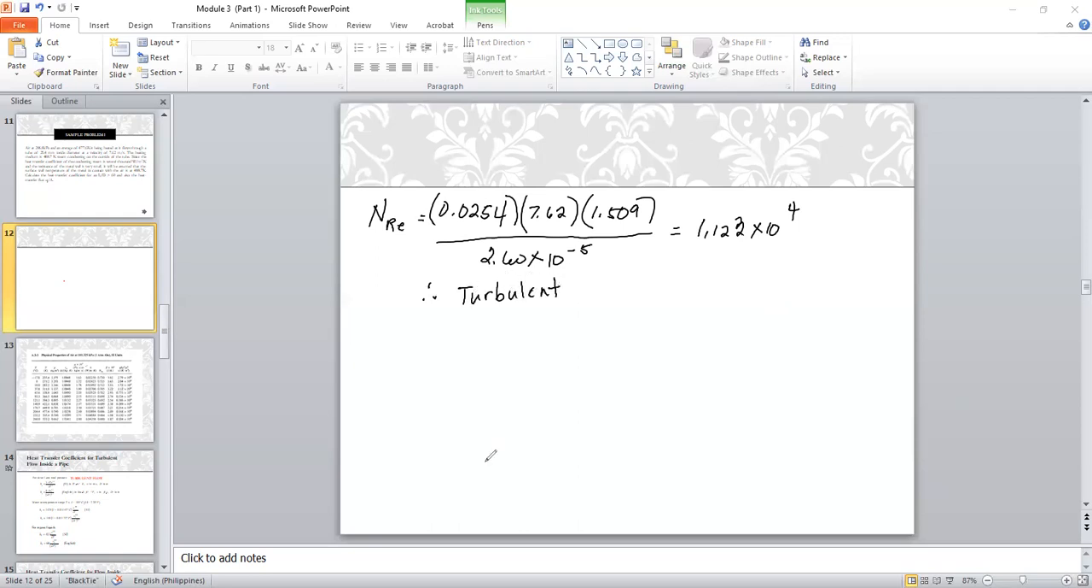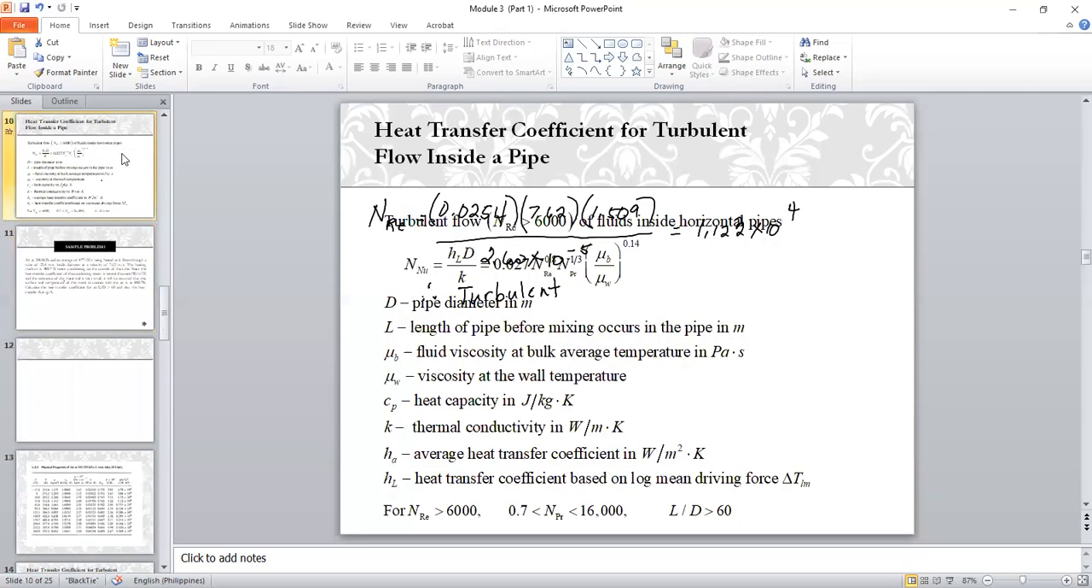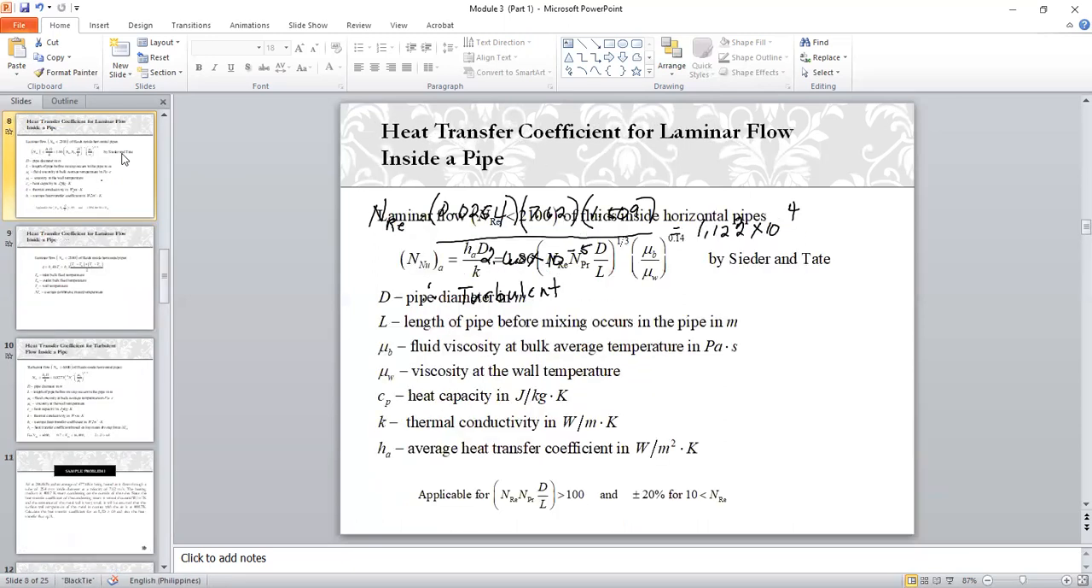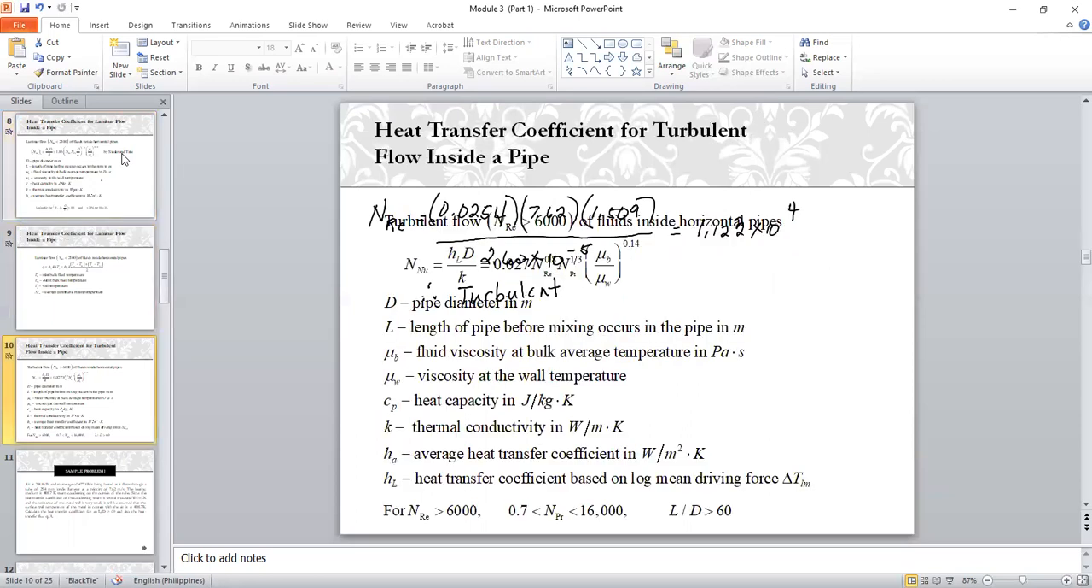Okay, so since it's turbulent, the formula that we will be using is that for Sieder and Tate. Wait, let me check on top. If it's turbulent flow, I think Sieder and Tate is for laminar. Just to refresh you, I will not erase that. This one is for greater than 6,000. So it's not Sieder and Tate, because Sieder and Tate is for laminar. So the one that we'll be using is the one for turbulent, which I have shown here.